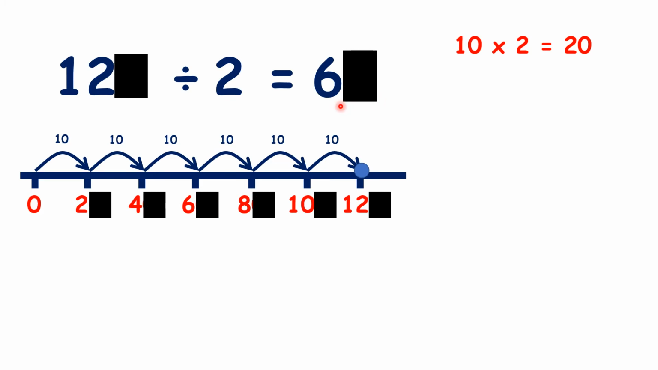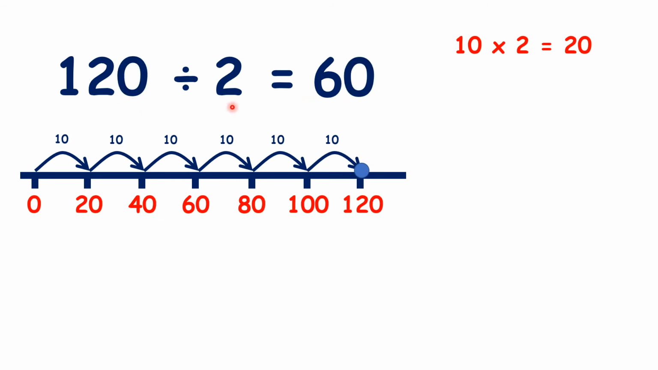And again, we can see that if we know that 12 divided by 2 is 6, then 120, that's 12 tens, divided by 2 is 6 tens. So 120 divided by 2 is 60.